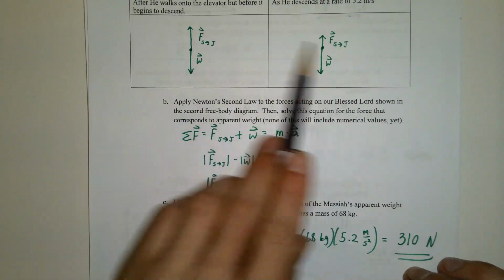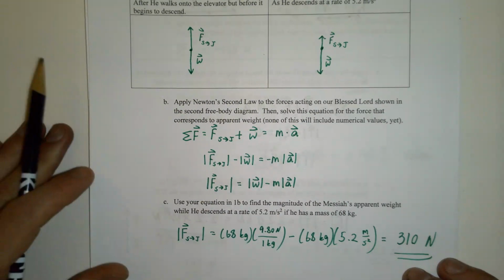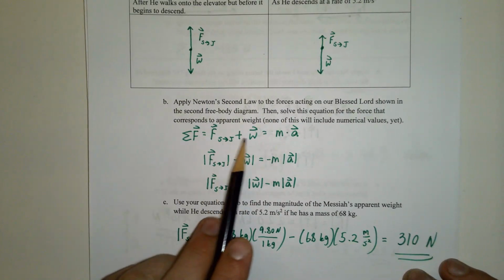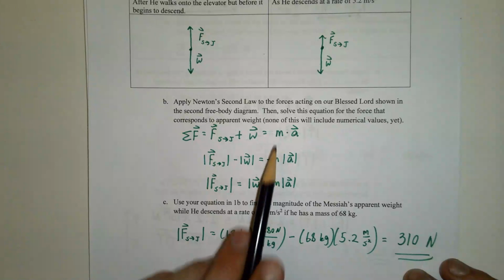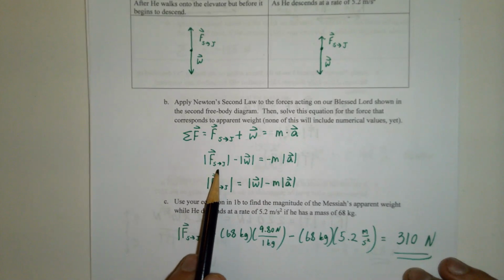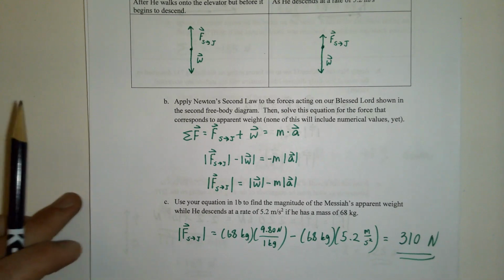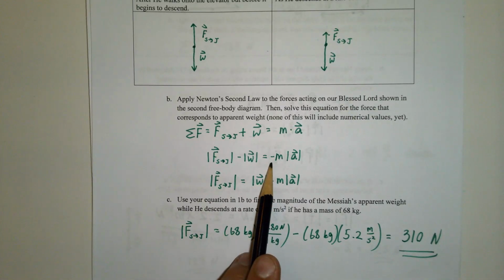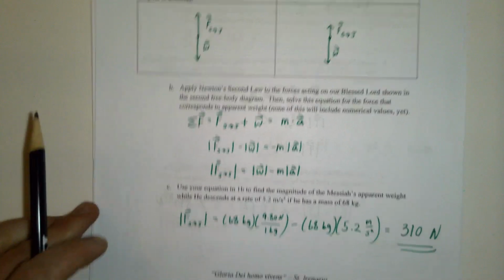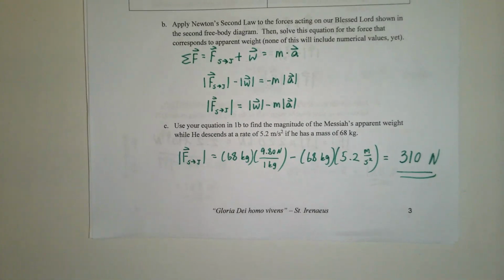This picture is the visual of Newton's second law, and then here we have the mathematics of Newton's second law. These are the two forces that are acting on Jesus. This force, the force of the scale, is in the positive, the weight is in the negative direction, so if we solve for the force of the scale, weight minus mass times the acceleration, because we have a negative acceleration, that's what this negative came from. Plug that into our formula, and we find that we have 310 newtons is the apparent weight of our Lord.